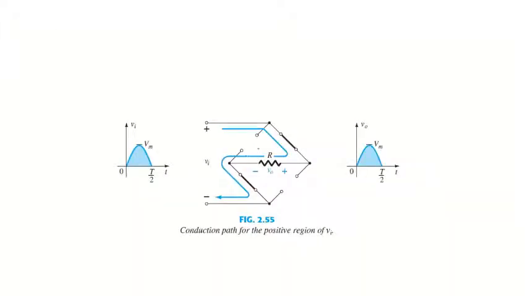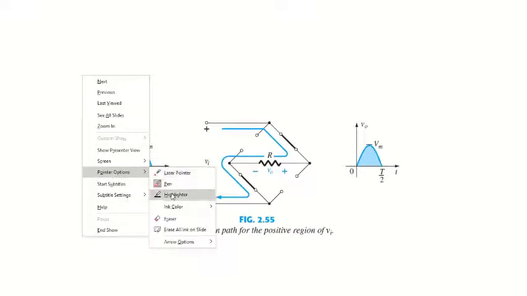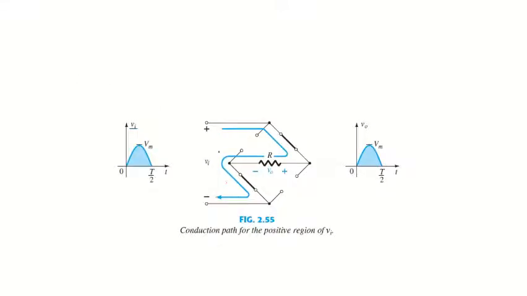So this is the flow which you can see in figure 2.55. This is the conduction path for the positive region of the input signal Vi. This is the input signal Vi. So for the positive half cycle, again this is closed and the current will follow this path, and the voltage will drop here, and this diode is also closed, and this is the ground. So this is the path for the negative half cycle.